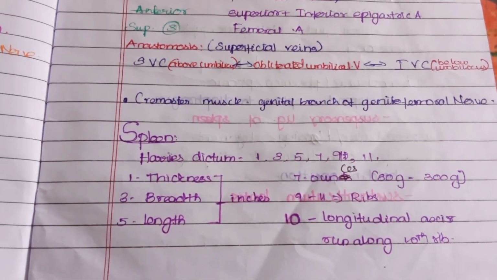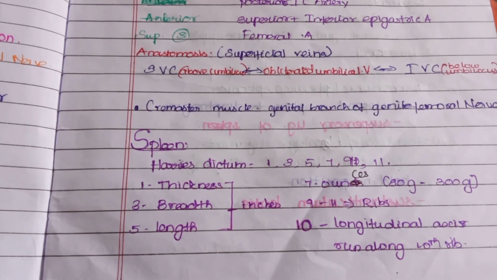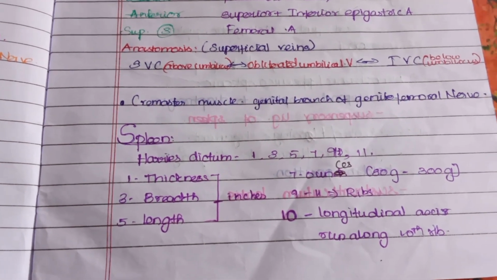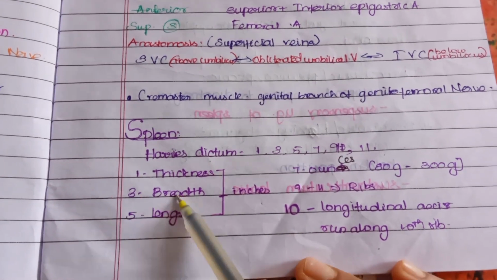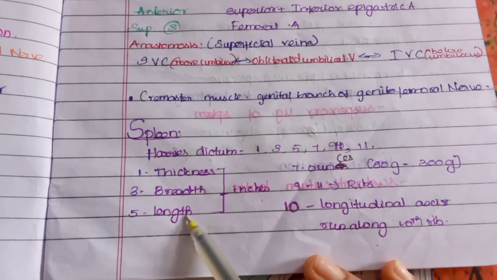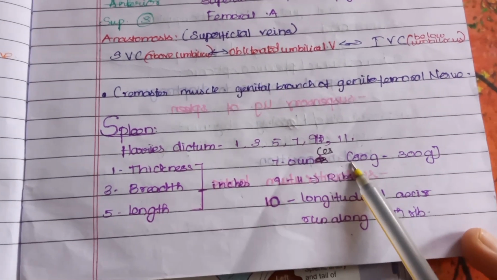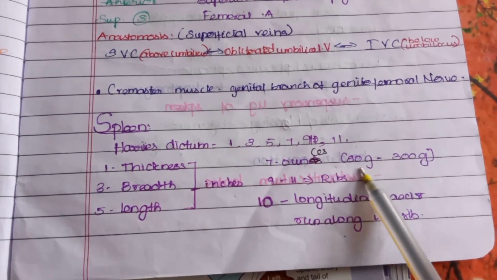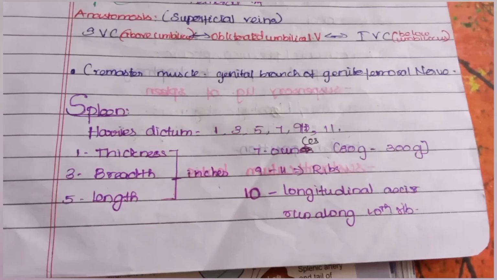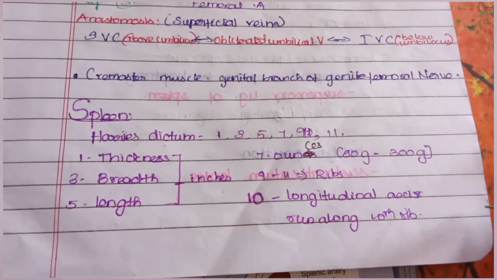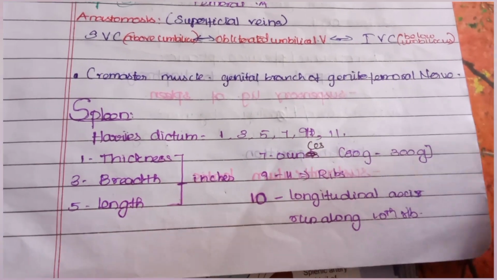In the spleen there is a rule called Henry's dictum rule, which contains certain numbers: 1, 3, 5, 7, 9, 11. The 1 indicates its thickness, 1 inch thick, 3 inches breadth and 5 inches length. The 7 indicates its weight, 7 ounces, which equals 80 to 300 grams. And 9 to 11: it is located from the 9th rib onwards till the 11th rib, and the 10th rib, the 10th number.